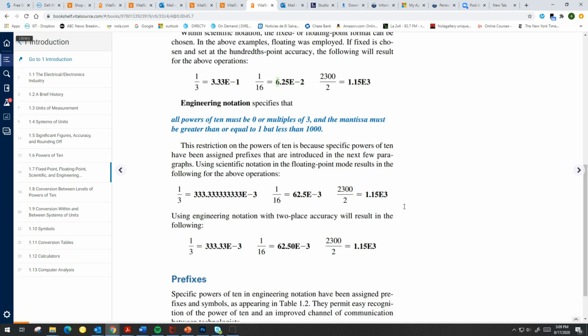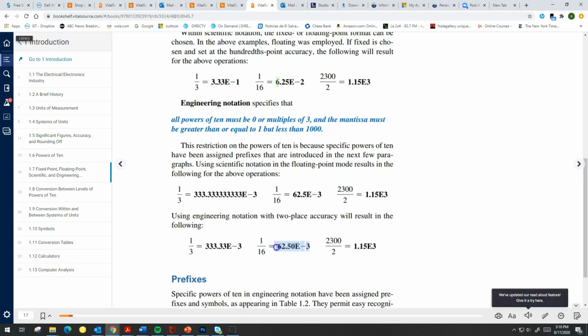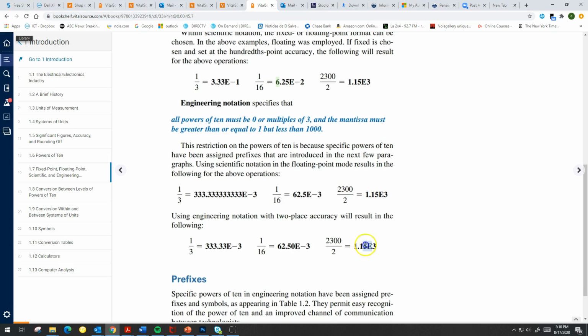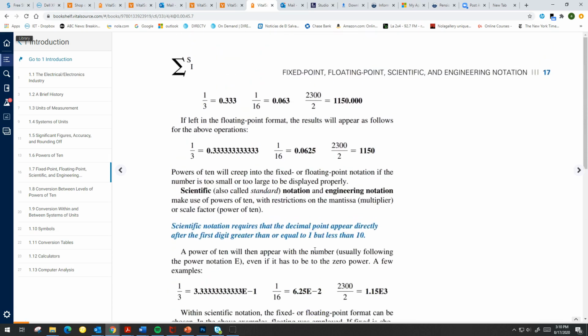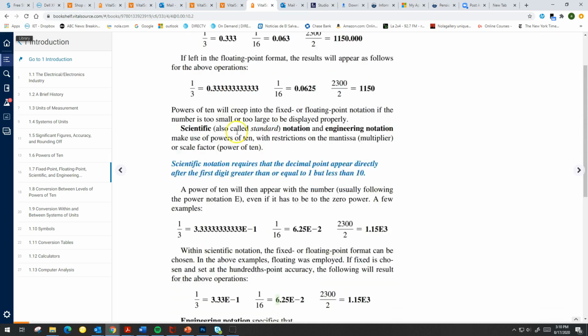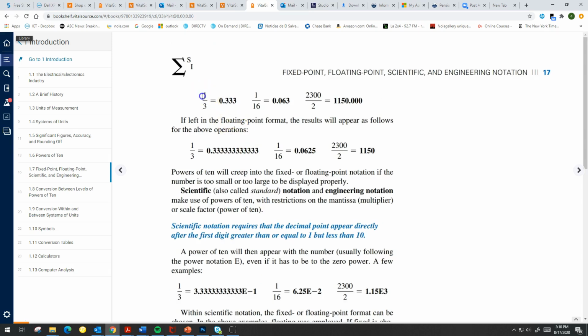So now, if you use engineering notation with 2 places of accuracy, I can write the same number using engineering notation, but you notice here that all the numbers have a power of 3. Now I want to remind you again that the number is still the same number. The number hasn't changed.